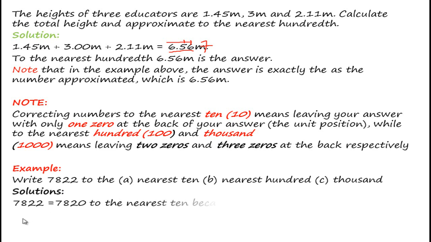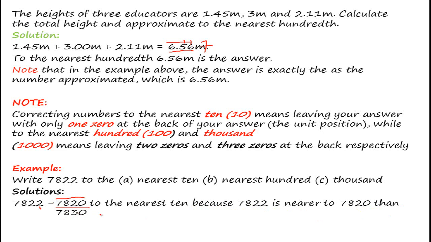Solution. Now when you do 7822 to the nearest 10, meaning one single unit position starting from the right, which is 2, you turn this 2 to 0 because 2 is less than 5. That means you are not going to add any 1 to the closest number to it. That means you get 7820 to the nearest 10, because 7822 is nearer to 7820 than 7830. Are you seeing it now? That's why we get this answer. I think you understand this.